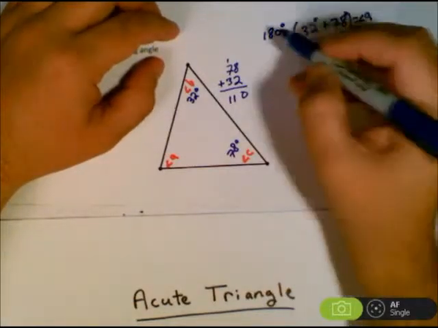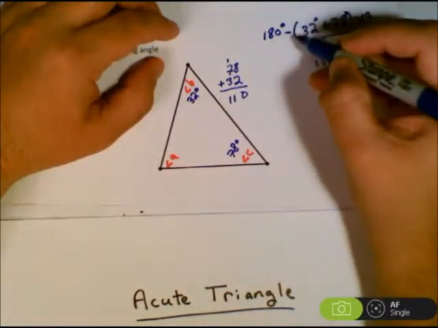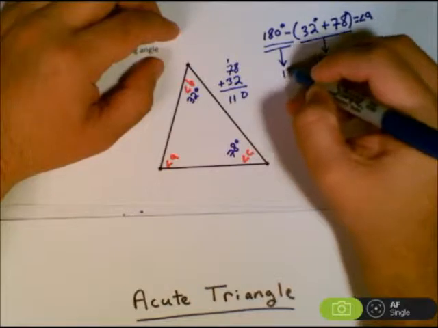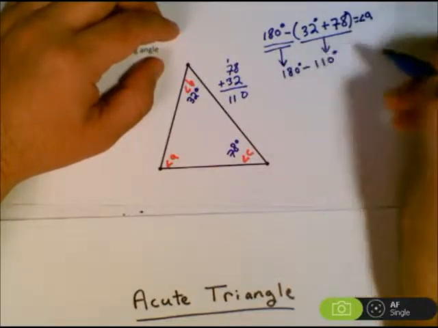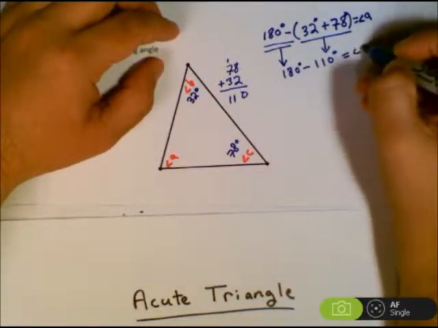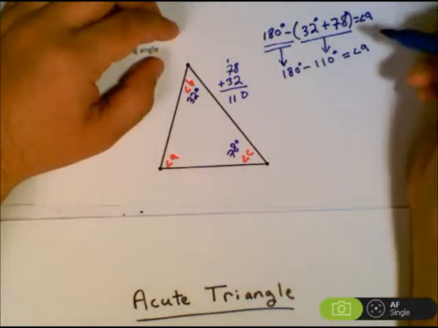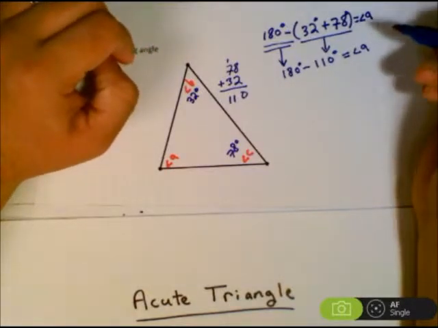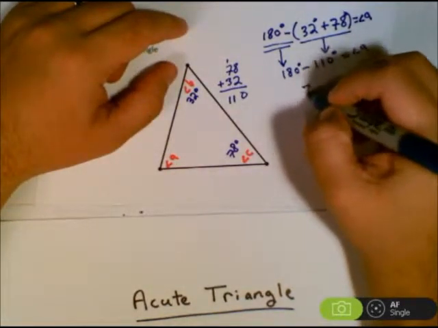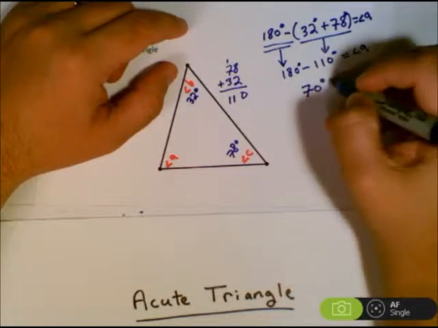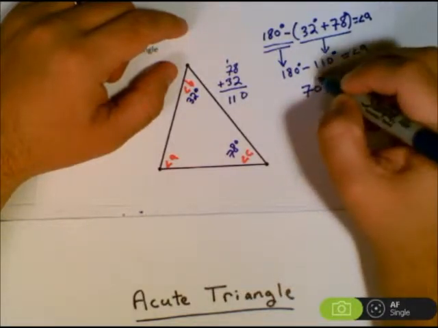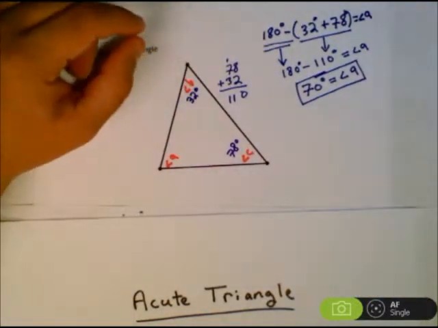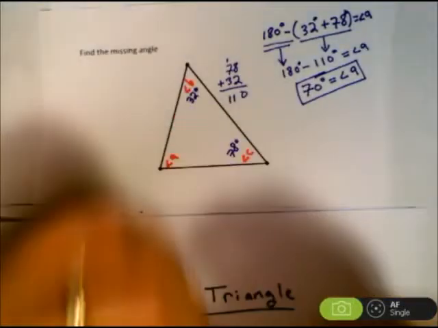We still can't forget about the 180, so let's bring this down. 180 degrees minus 110 degrees is going to give us angle A. What's 180 degrees minus 110 degrees? Well, we are looking at 70 degrees. So that's the first way we can work this out.